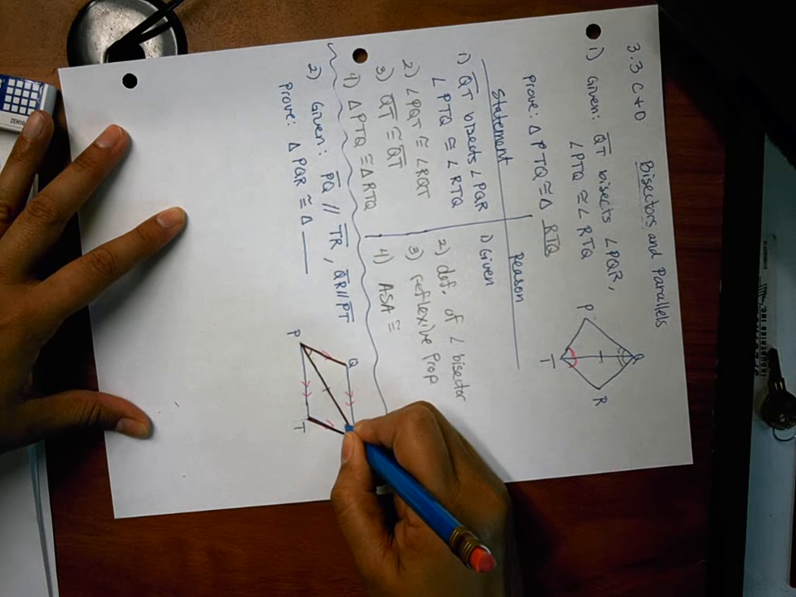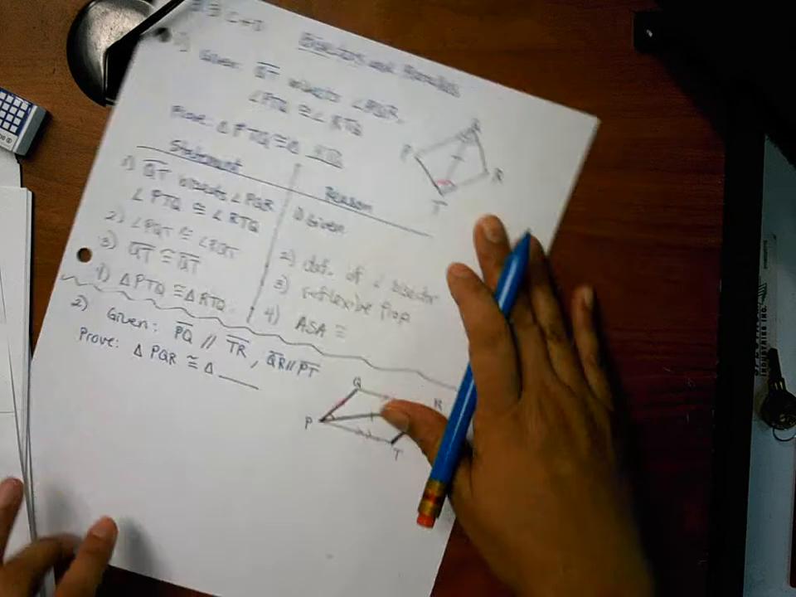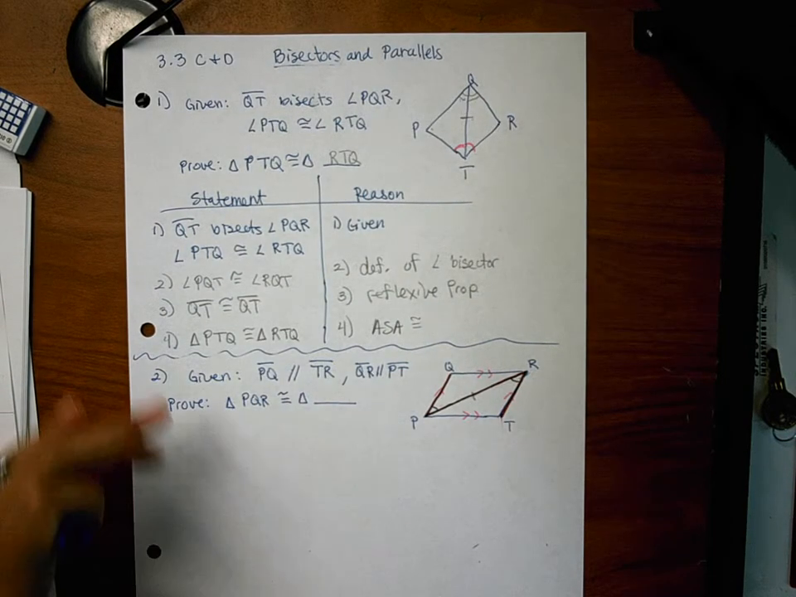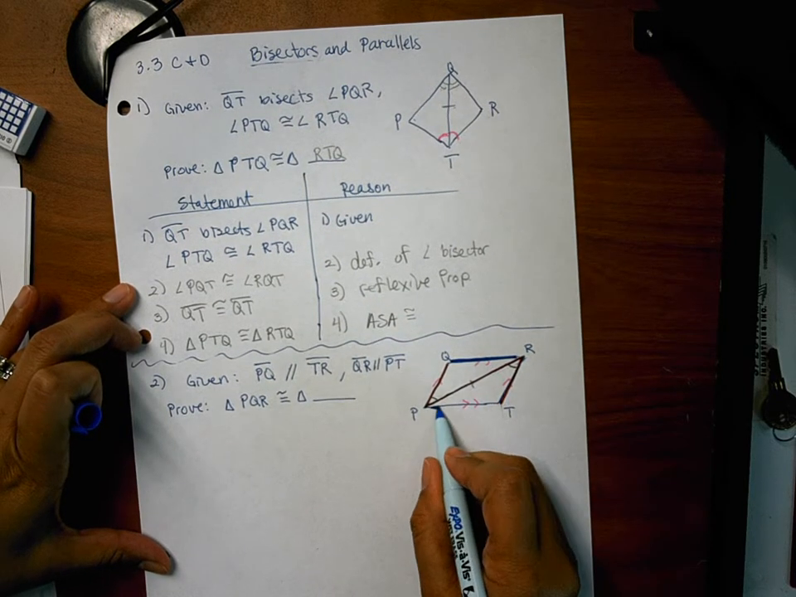Okay, it's a backward Z, but it's still a Z. That means that these two angles here are congruent. And what do we call those? We call those alternate interior angles. All right, let's see if I can get my second Z shape in there.